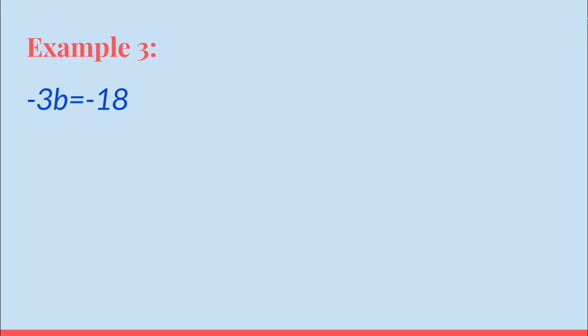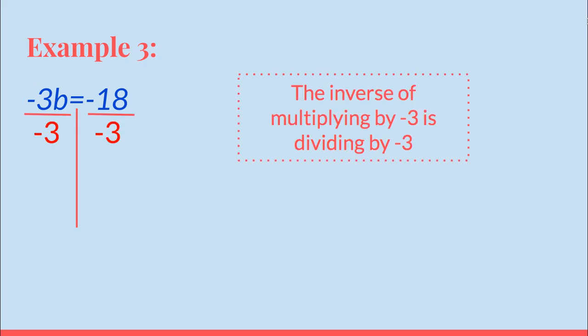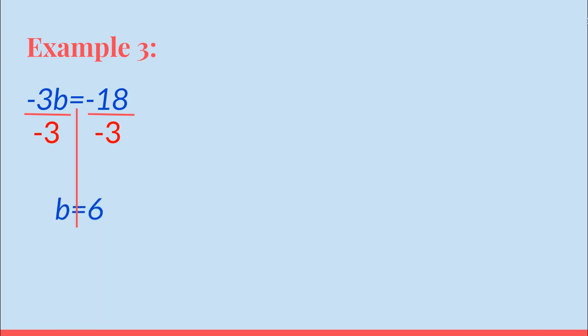Example 3, negative 3b equals negative 18. So what is being done to my b? I've got a negative 3 being times by my b. And so the opposite of timesing would be dividing. So I'm going to divide both sides by negative 3. On the left-hand side, I get left with just a b because timesing by negative 3 and divided by negative 3 would cancel. And on the right-hand side, negative 18 divided by negative 3 is a positive 6.